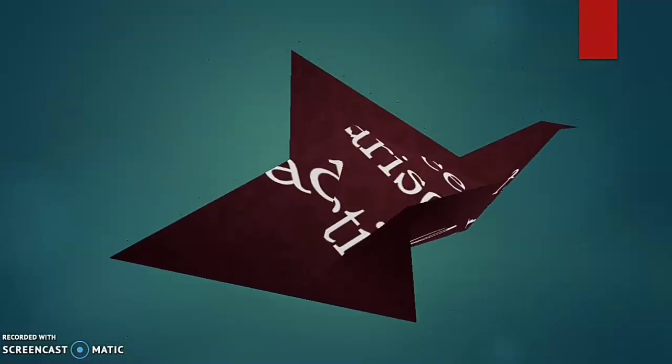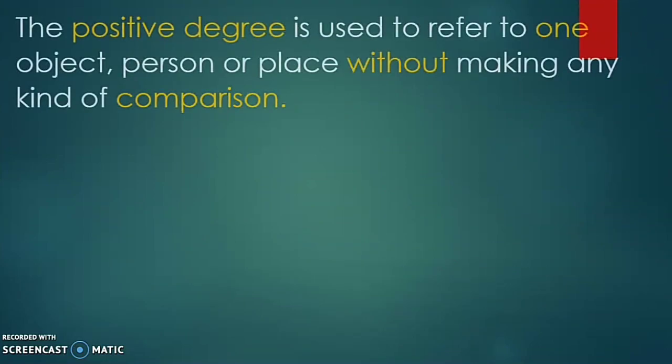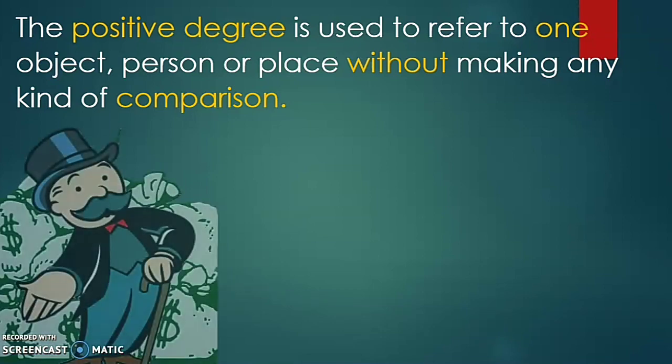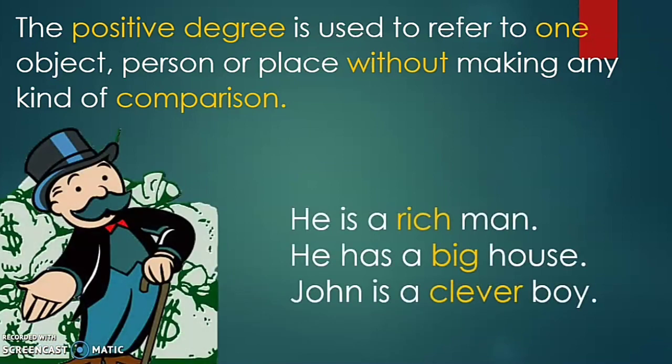The first kind of degree is positive degree. What is a positive degree? Positive degree gives you simple sentences without any comparison. It refers to one object, person, or place. For example, he is a rich man, or he has a big house, or John is a clever boy. So words such as, over here, rich, big, clever are adjectives which indicate the positive degree of the sentence.